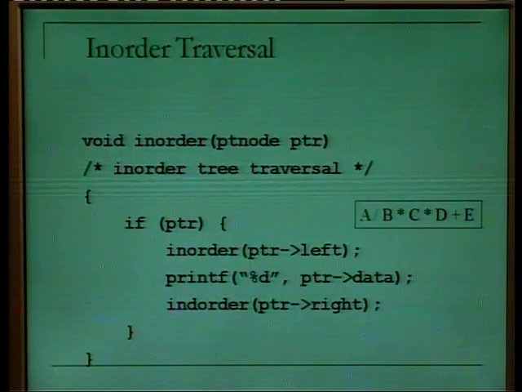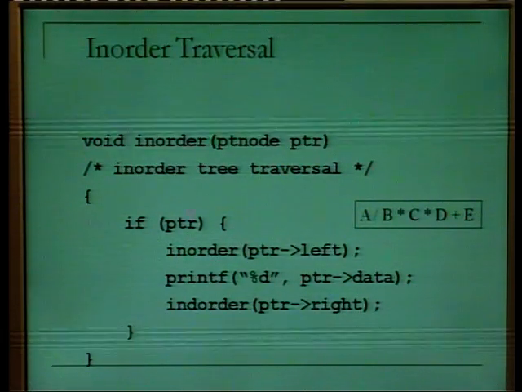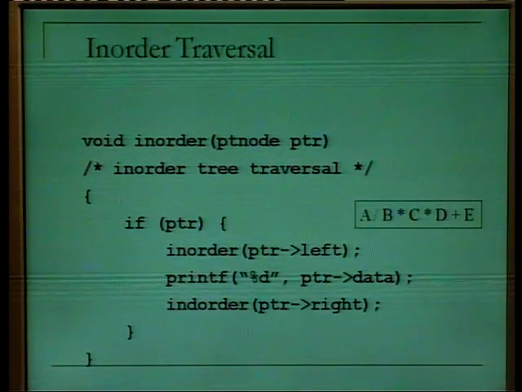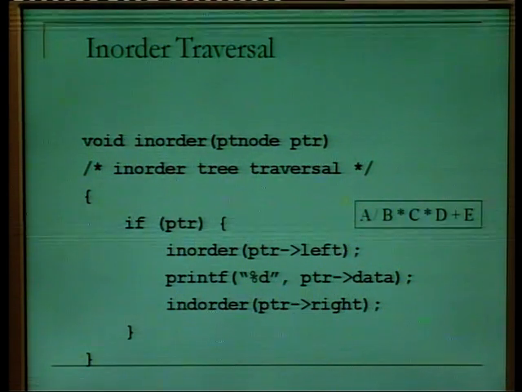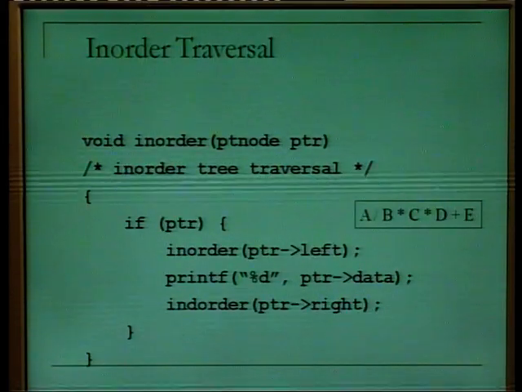In inorder traversal, when we implement it in C or C++ or any other programming language, we place the operator in the center and the operands are on the right and left side of the operator.